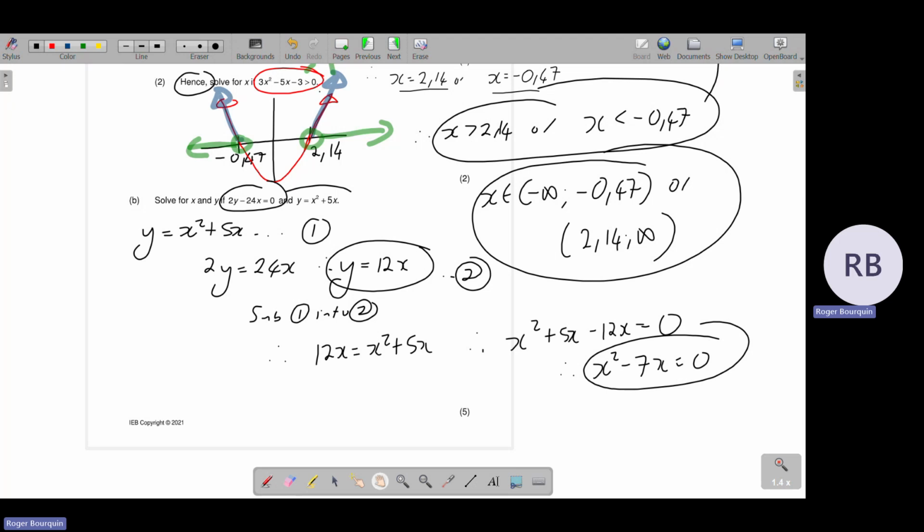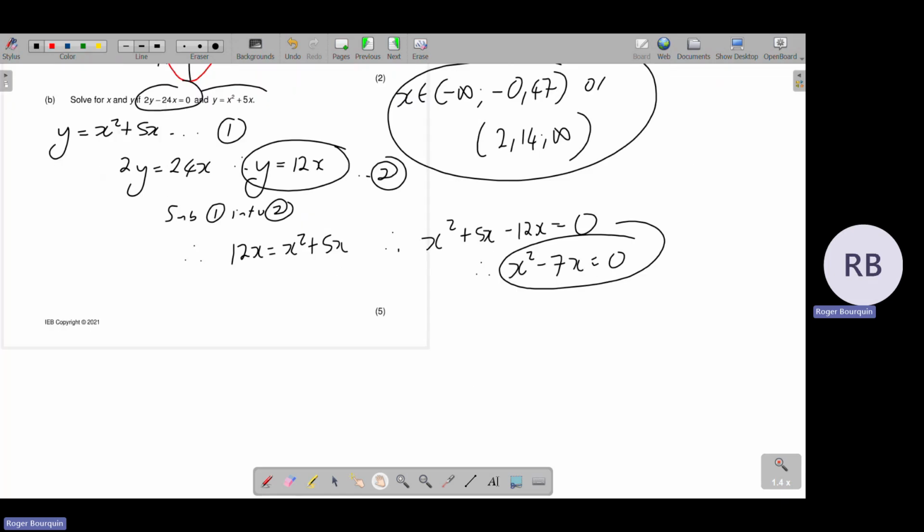You shouldn't really be shoving that into a calculator, because how can you factorize? That's our common x, right? So take out x and what are you left with? I'm going to get x times x minus 7 is equal to 0. So what's x equal to? You end up with x equals 0, x equals 7.